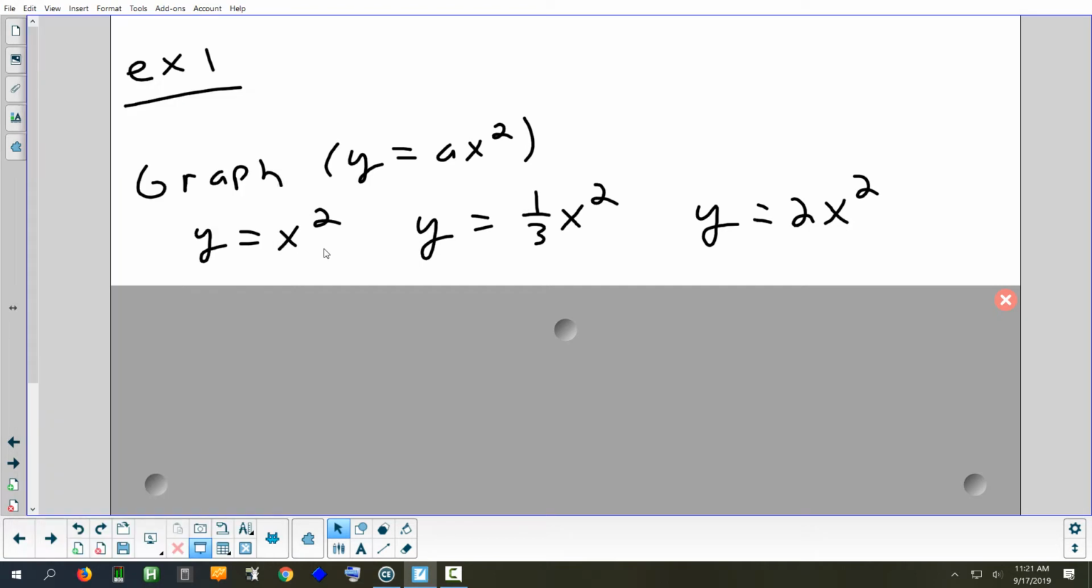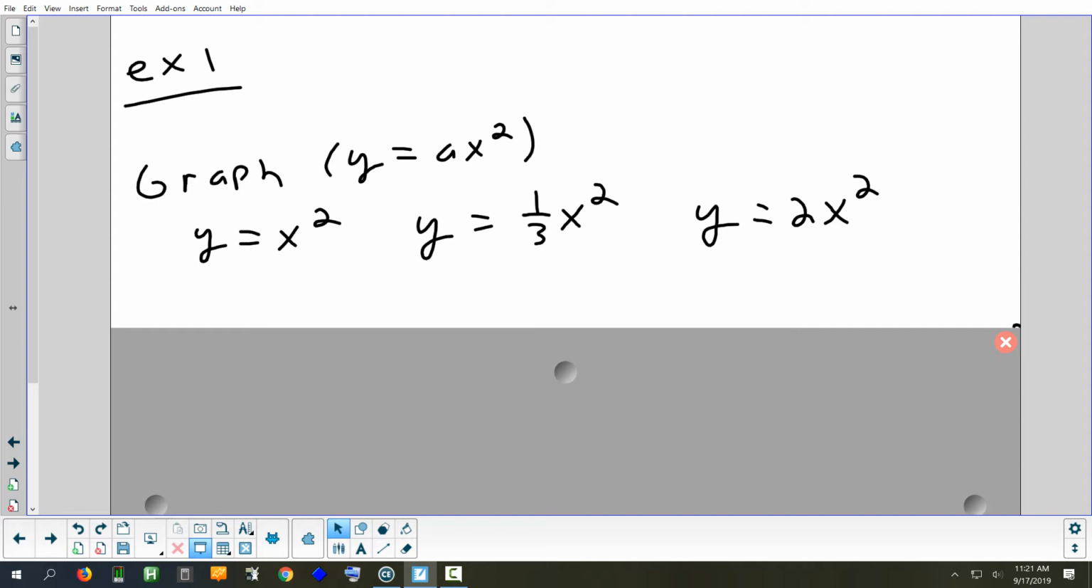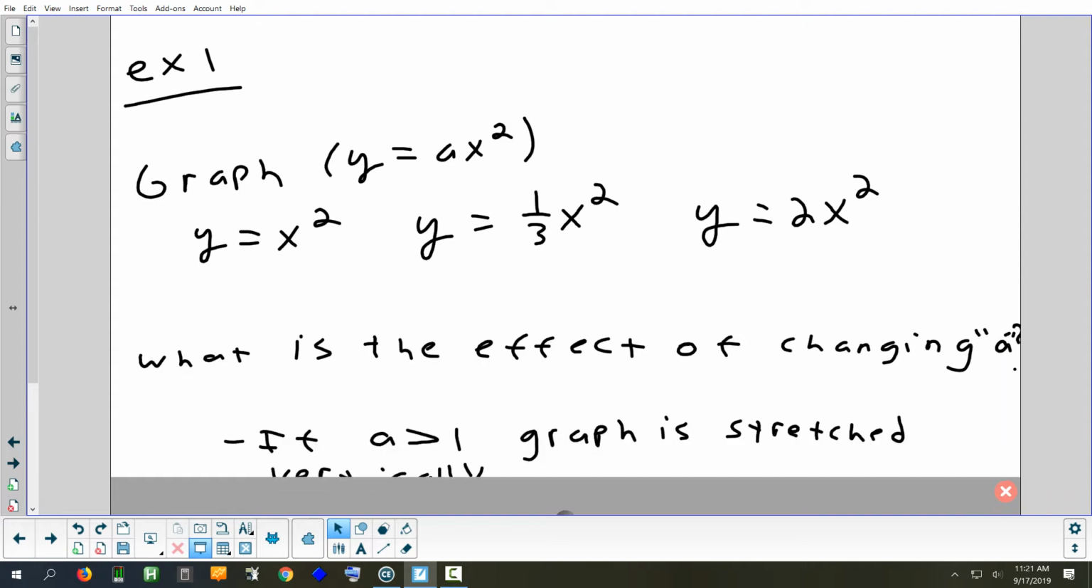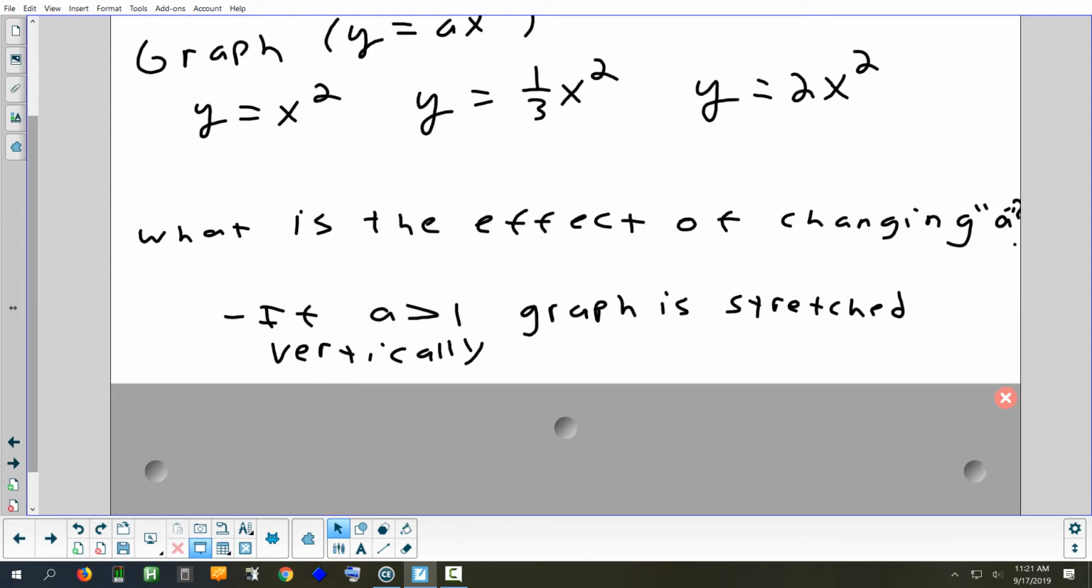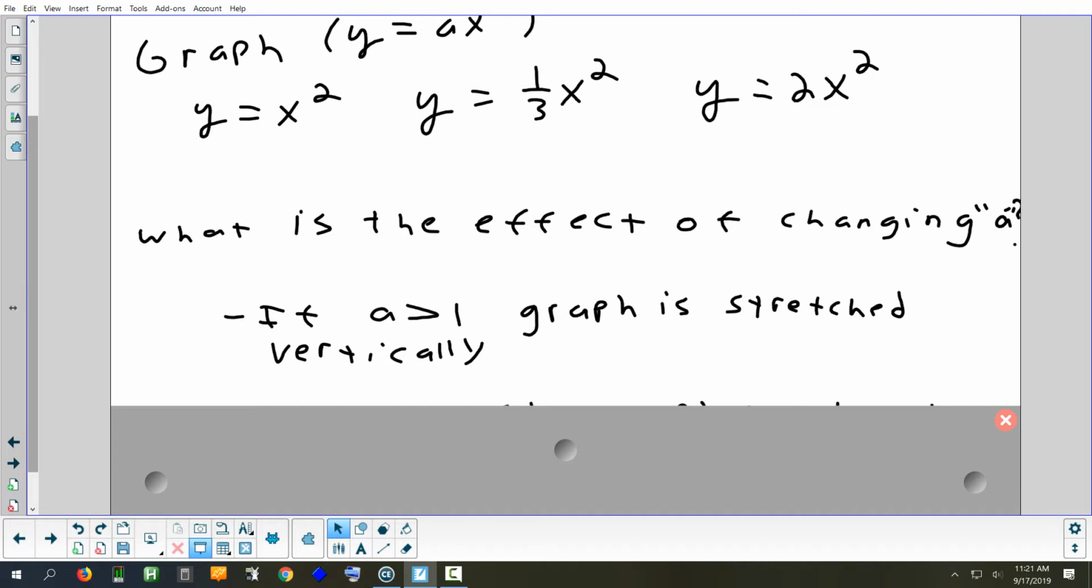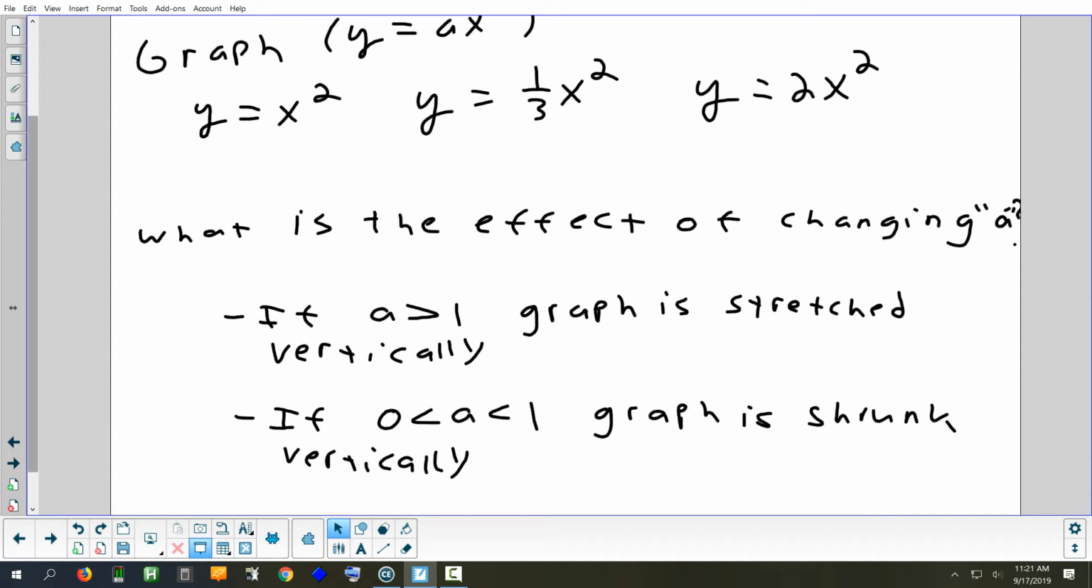Yep. We'll talk about what happens if it's a negative, but we kind of already saw what happened. It causes a flip. So, what's the effect of changing A? Well, if you make A bigger than 1, it's going to stretch your graph out vertically. And like Elias just said, if you make A between 0 and 1, it's going to shrink your graph. Well, the graph is compressed vertically, or shrinks down. I like the word compressed better.